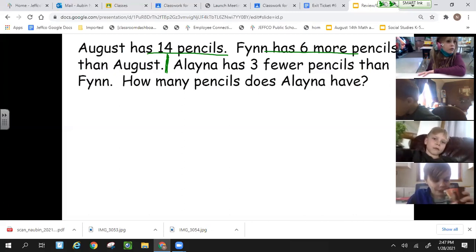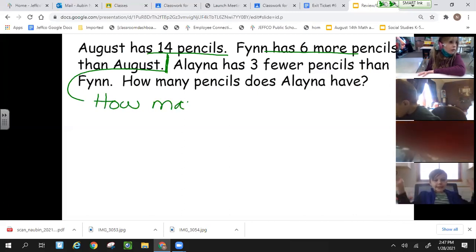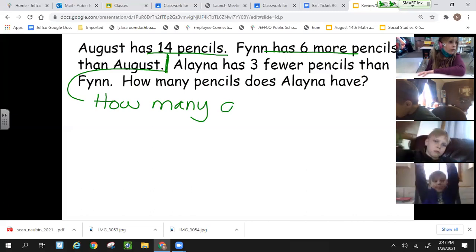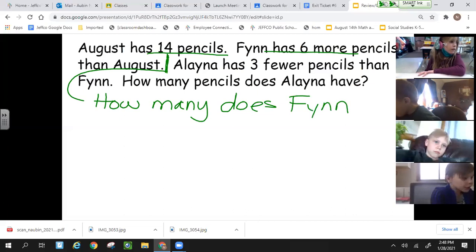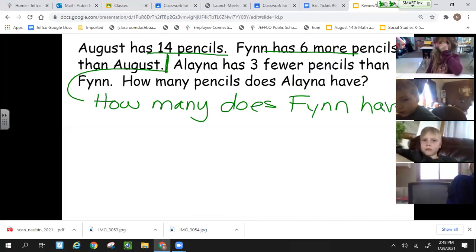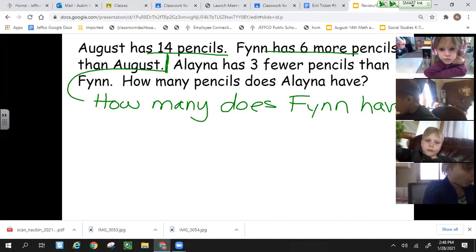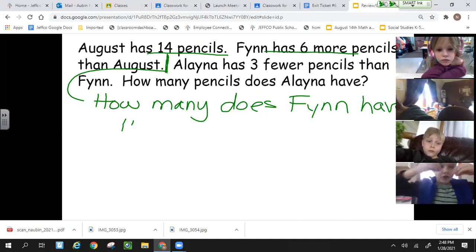So what are you going to do to find out how many Finn has first? How many does Finn have? That's what you got to find out first. Can you do that for me? All right, figure that out first. If August has 14 and Finn has 6 more, what are we going to do? Gabe, what are we going to do first? And what'd you get?